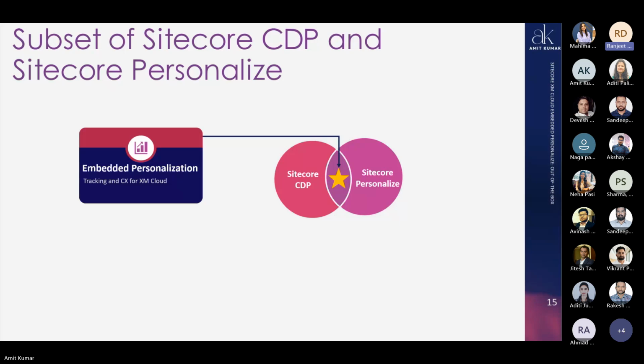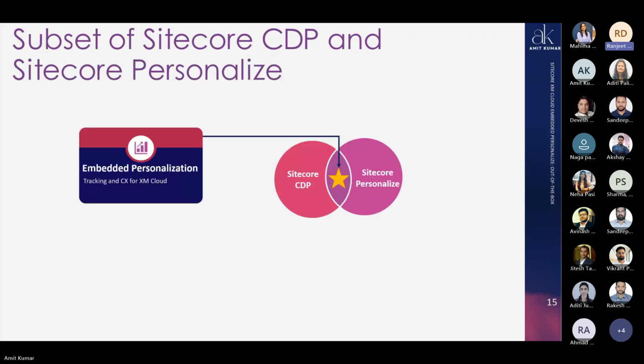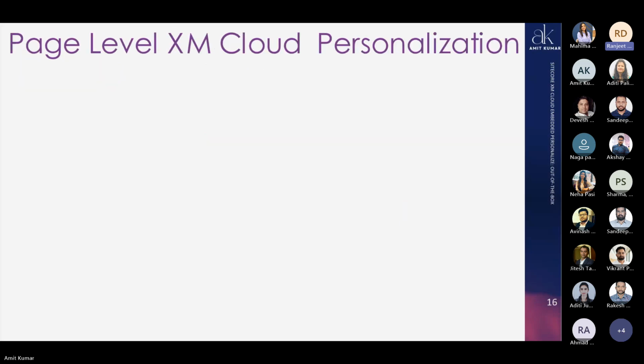In case of embedded personalization, it takes a small but useful subset of both. It uses the real-time tracking capabilities of CDP, along with basic audience targeting and content variation features from Personalize. It is fully integrated into XM Cloud, so you don't need any separate infrastructure for that. That is why we call it a subset of CDP and Personalize, because it uses features of both products. Let's go ahead.